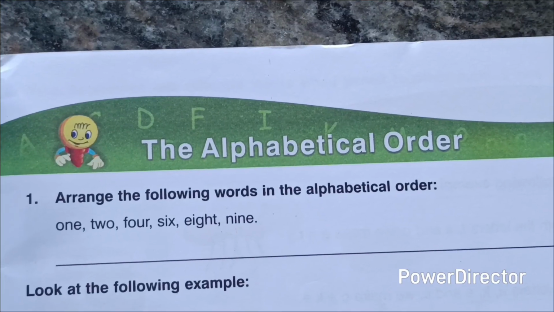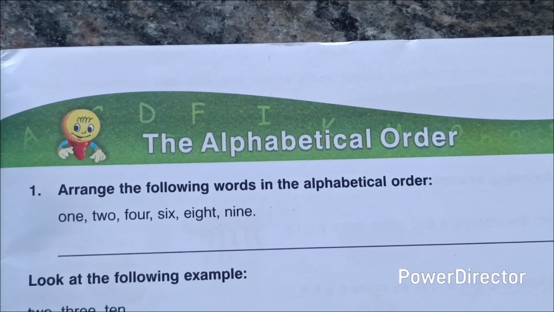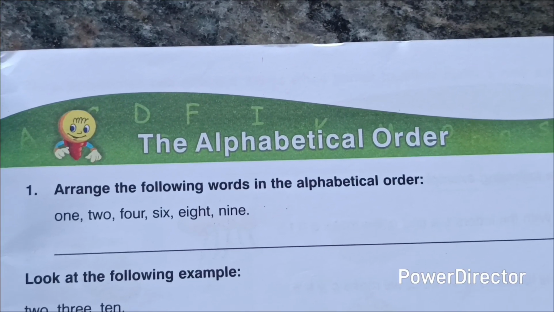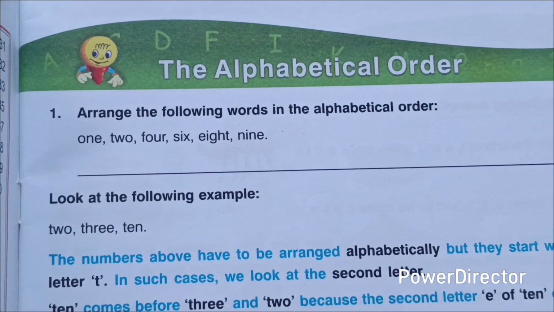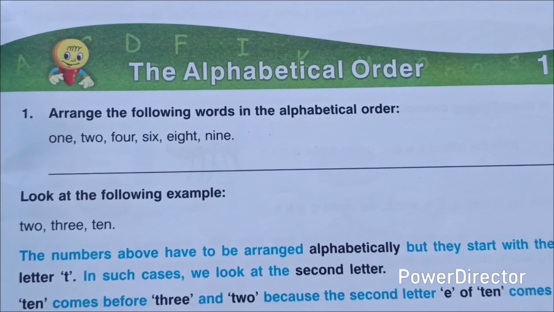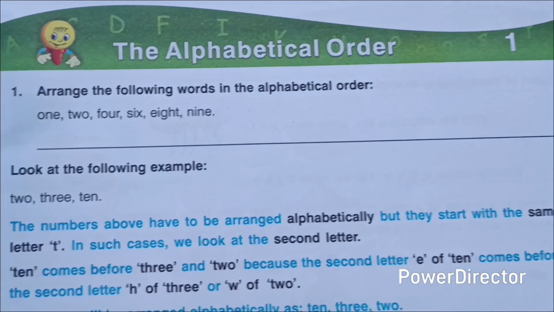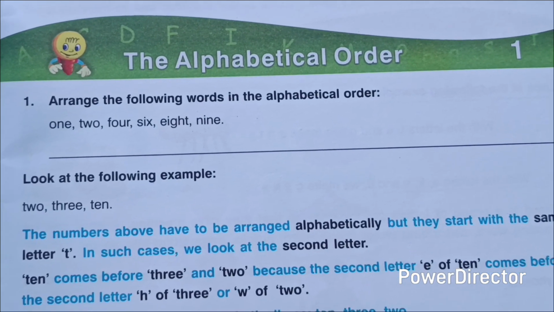Here, arrange the following numbers: 1, 2, 3, 4, 6, 8, 9. Are they in alphabetical order? No. Look at the following example: 2, 3, 10. The numbers above have to be arranged alphabetically, but they start with the same letter T. In such cases, we look at the second letter.